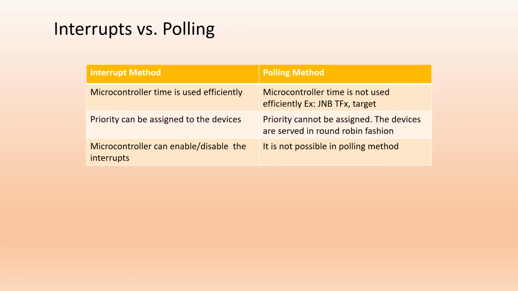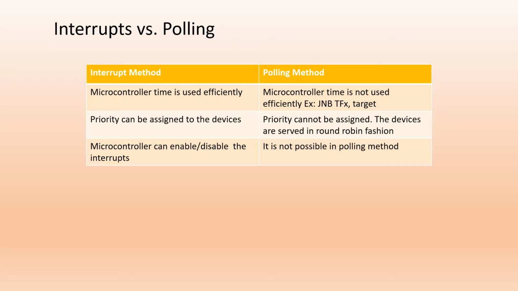But the interrupt method is efficient because in the interrupt method, the microcontroller does not keep on checking the status of the device. Whenever the device needs a service, it interrupts the microcontroller. Because of that, the interrupt method is more efficient compared to the polling method.